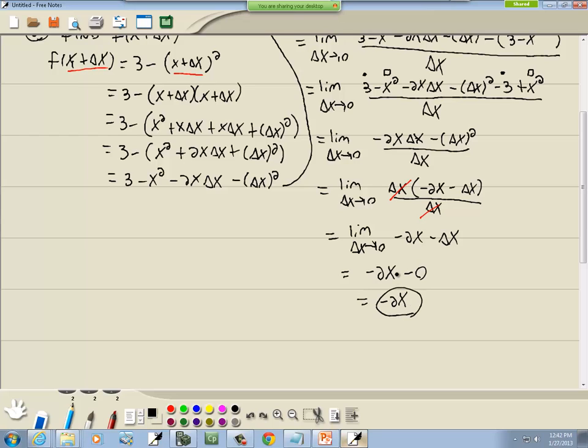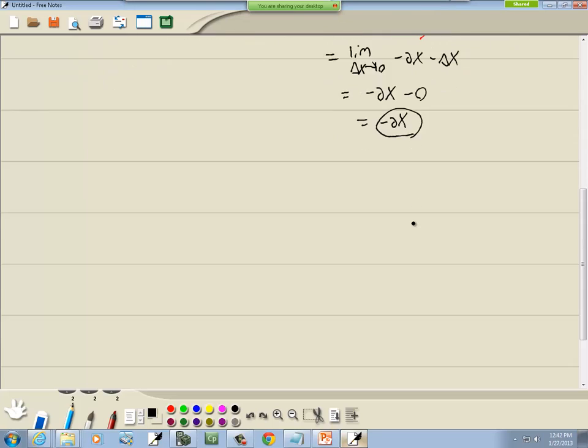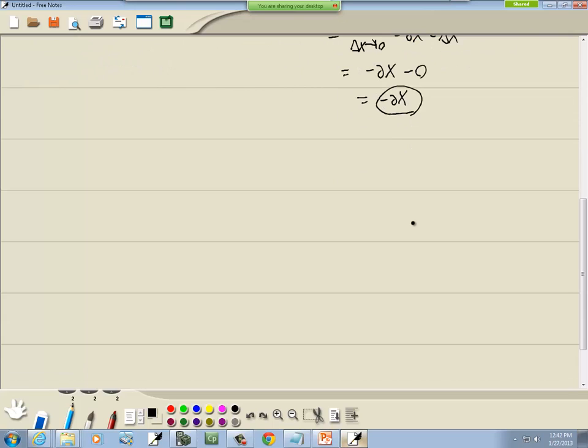So that's our answer. Now that formula is kind of hard to work with, so I'm going to modify it slightly for the rest of the problems.